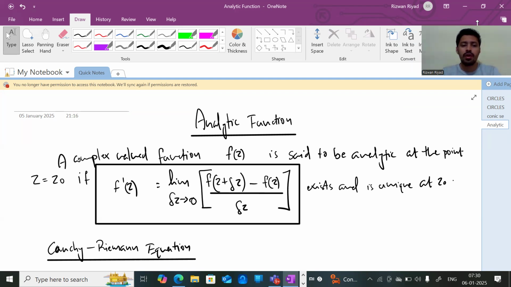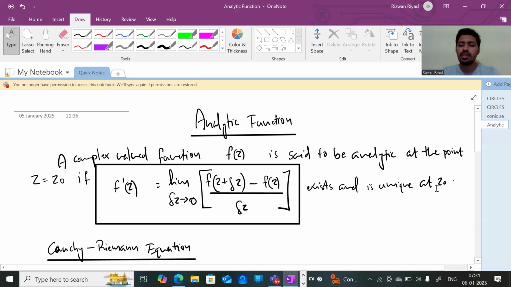A complex valued function f of z is said to be analytic at the point z equal to z naught if f dash of z, that is, the limit as delta z tends to 0 of f of z plus delta z minus f of z by delta z, exists and is unique at z naught.